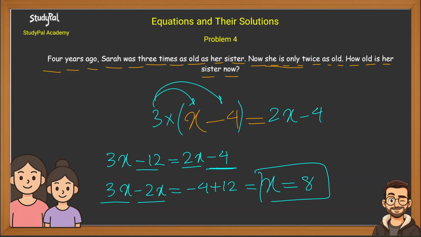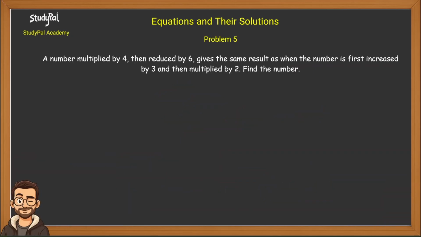Now, we go to the next question, which can be a riddle that you can tell in your gatherings. It says a number multiplied by 4. So a number, it is unknown. Let's call it x and multiplied by 4. Then reduced by 6. So we have 4x minus 6. Gives the same result. Gives the same result means you need an equal sign here.